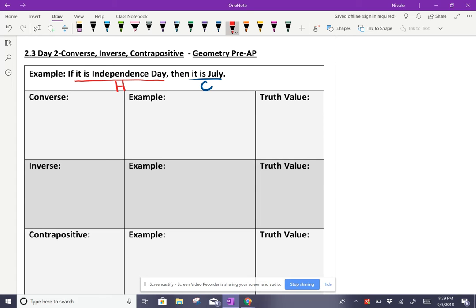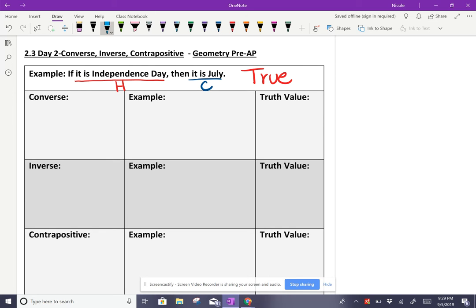So if it is Independence Day, when does Independence Day happen? Independence Day happens July 4th. There is no other Independence Day in the US other than July 4th. So if Independence Day is occurring, then it has to be in July. That is true. So our truth value for this conditional statement is true.